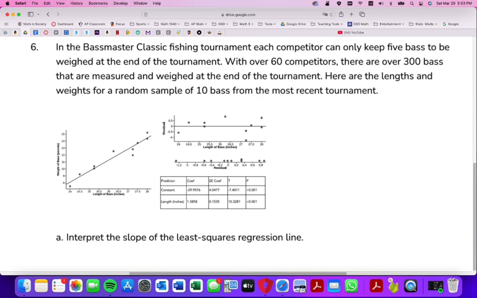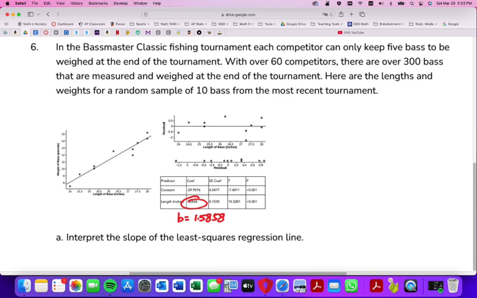So let's look at part A. Interpret the slope of the least square regression line. And the slope, you can easily find it on the computer output, which is 1.5858, right? Small b, sample slope of the 10 bass is 1.5858.